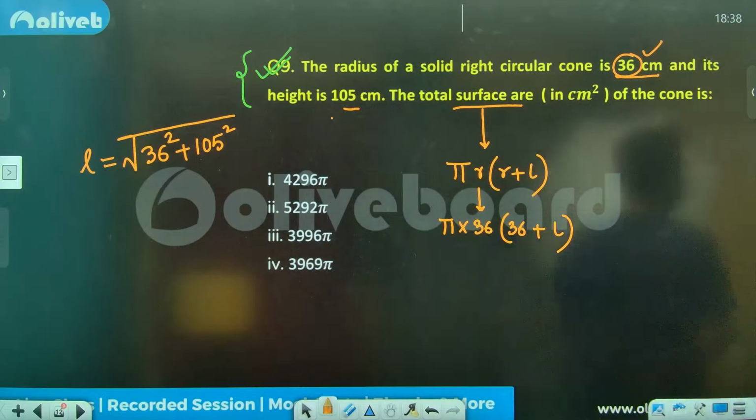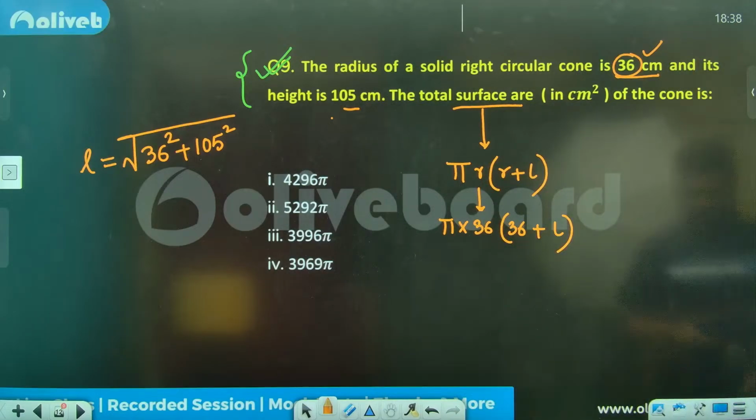Sir, what will be the value of L? You guys please tell me. What will be the value of L, sir? It will be a triplet. It is a triplet, sir. Anyone? Any clue, sir? What will be that triplet?